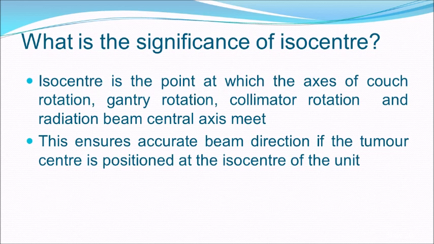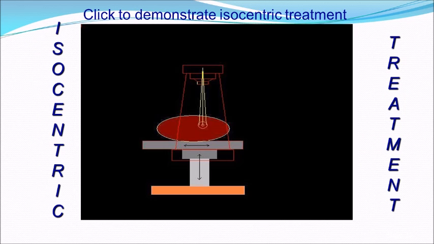Earlier we used to struggle with the non-isocentric unit with beam directional devices such as pin and arc and back pointer, etc. When isocentric machines came up, the beam direction became very easy and more accurate. I have a small animation to show you the accurate beam direction in the case of isocentric units.